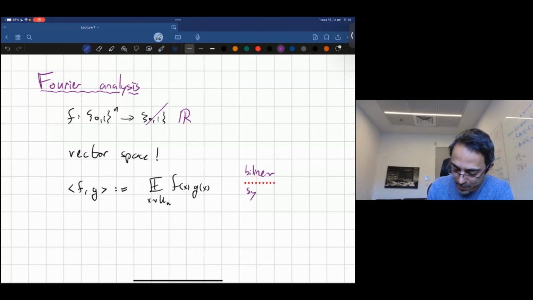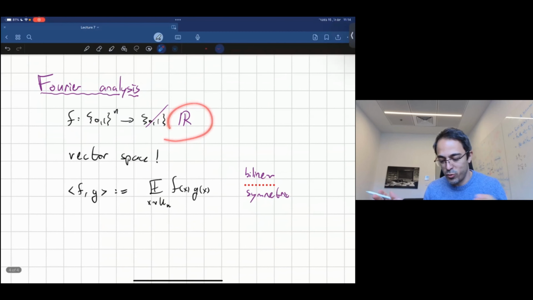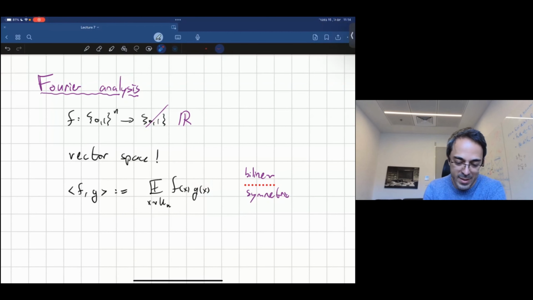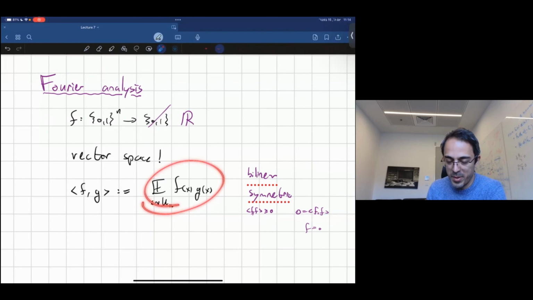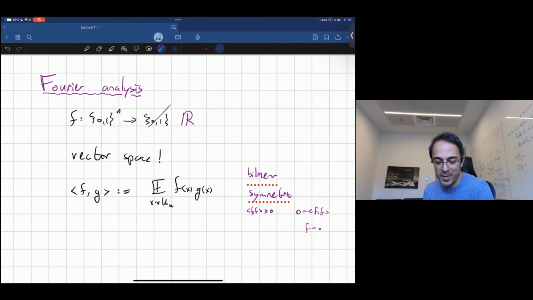It's symmetric, right? If we had complex numbers here, you would have to worry about conjugation. But over the reals, it's symmetric. And the last thing is that it's always non-negative, and it's 0 if and only if f is 0. But that's kind of clear from here, because when you take f squared, and f squared being 0 means that f itself is 0.